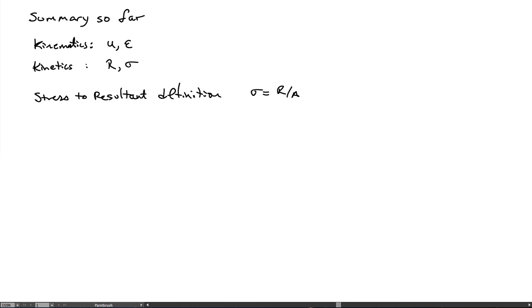Okay, so let's have a look at where we are so far. We have our kinematics, and our kinematics are given to us in terms of two quantities, the displacement field and the strain field, so U and epsilon. We have our kinetics, which is given to us by the internal forces or the stresses. And we have our stress resultant definition, which connects the stresses sigma to the internal forces R through the cross-sectional area A.